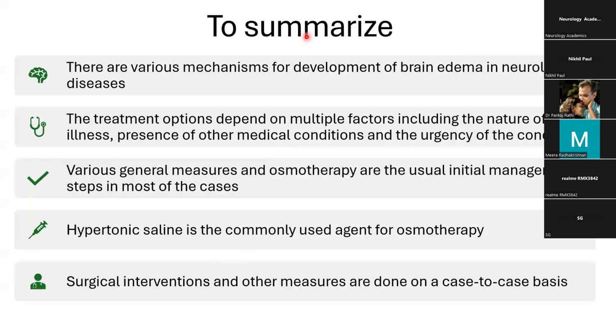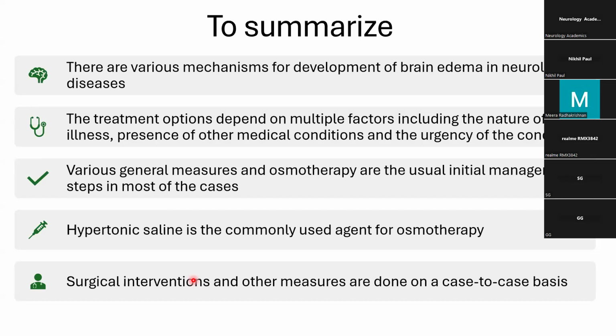So to summarize all this, there are various mechanisms for development of brain edema in neurological diseases, and the treatment option should depend on multiple factors. We should figure in many things such as medical comorbidities, what drugs he is on, and what the urgency of the condition is. Various regimens are described for osmotherapy and other measures also. Surgical interventions should be decided on a case-to-case basis. So it's not always easy to decide what the best possible treatment is.